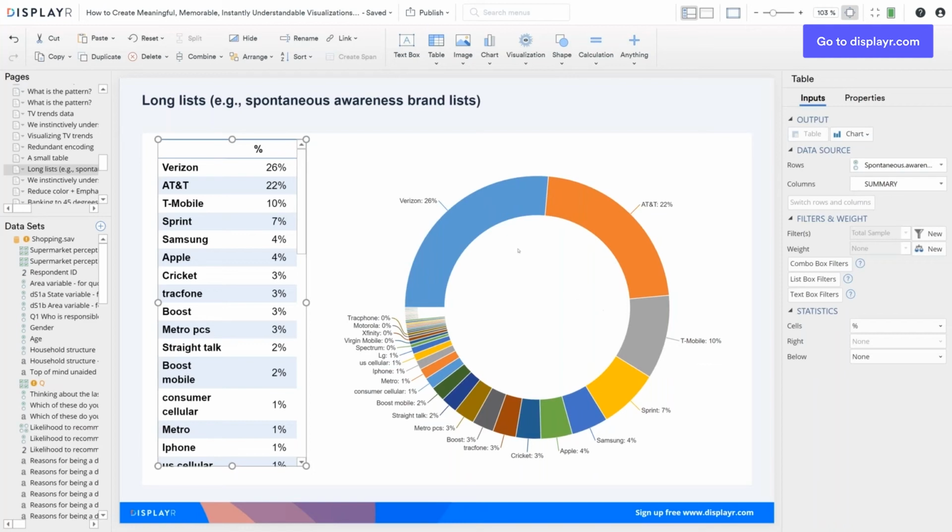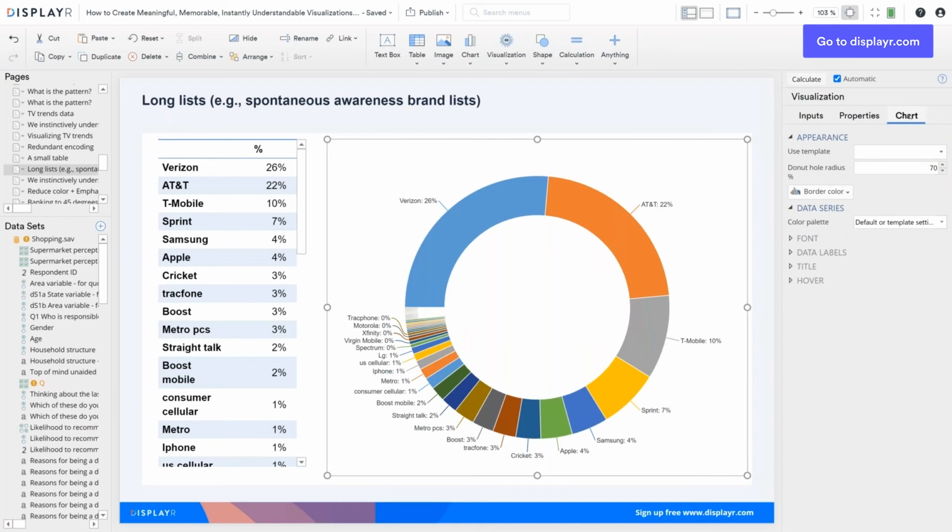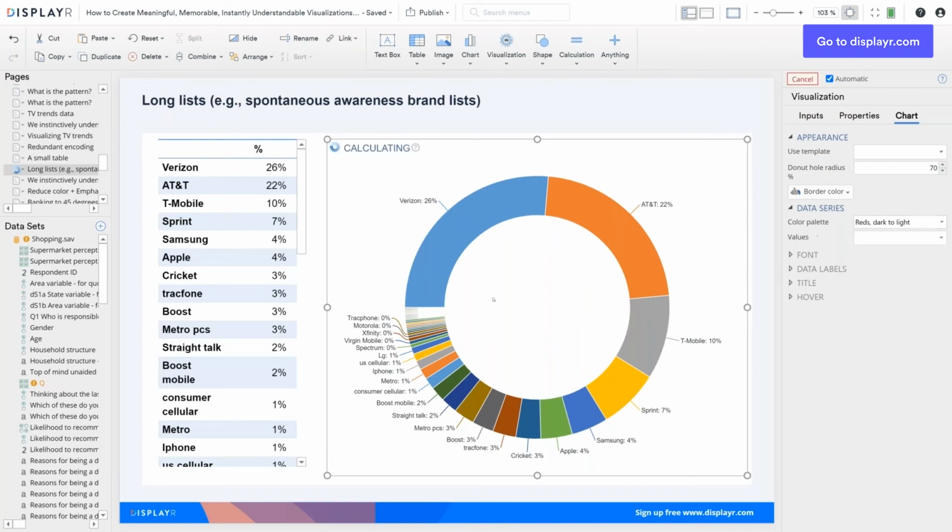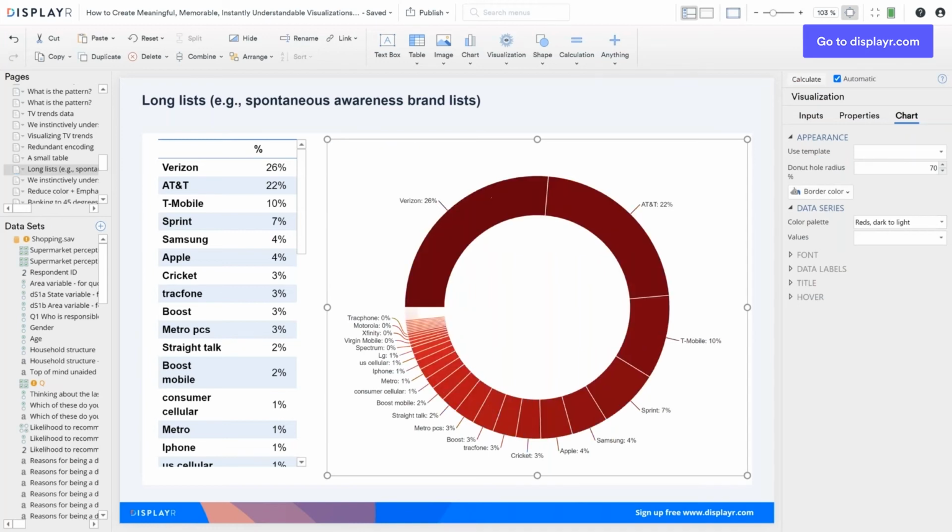The thing to note here again though is the color is just a distraction. We can make it better by reducing the variation. Like we did before, I'm going to change it to a gradient. But let's say that T-Mobile was our client. How can we make this an even better visualization?